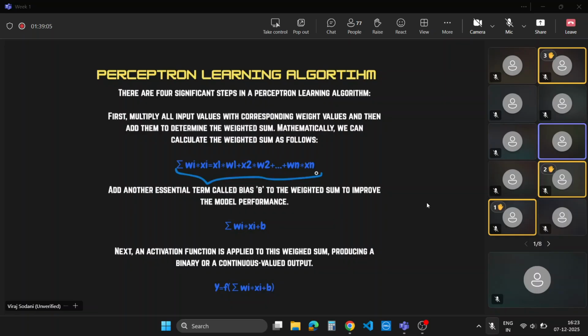And next, an activation function is applied to the weighted sum, producing a binary or a continuous valued output. The same thing: we need to define our outputs on a given constraint. The range is obviously not going to run from minus infinity to infinity all the time. Your model would output garbage values many times, because too large a negative number will affect your training ahead. So for that purpose, we apply an activation function.